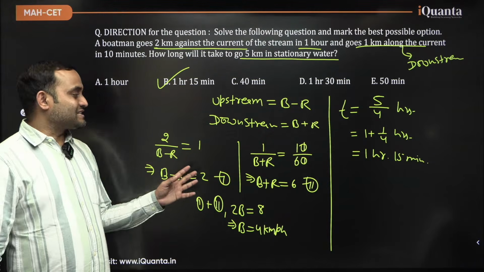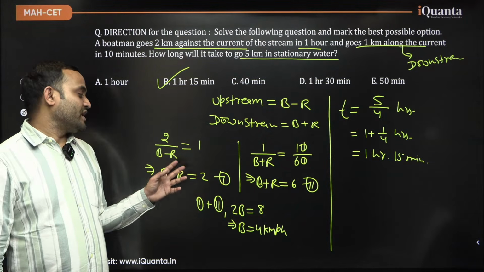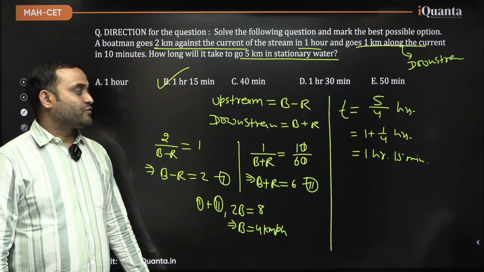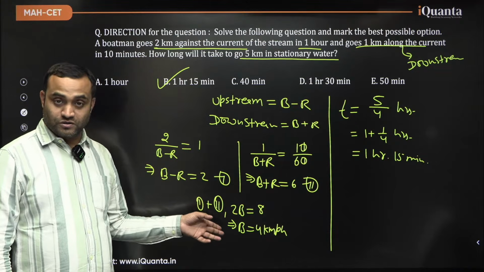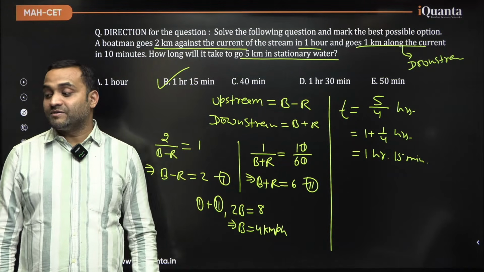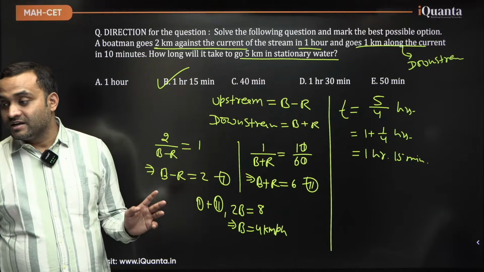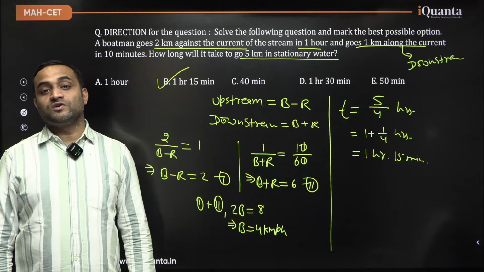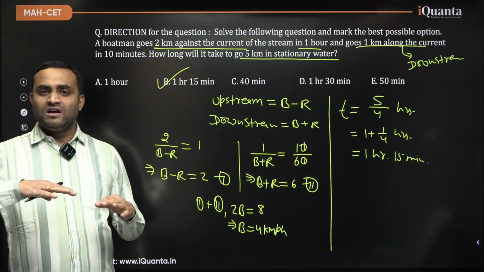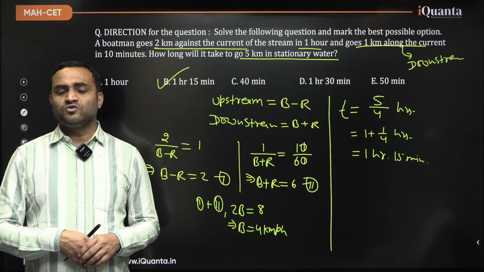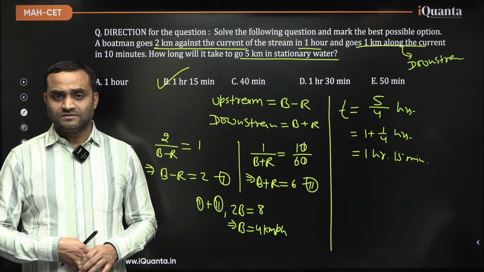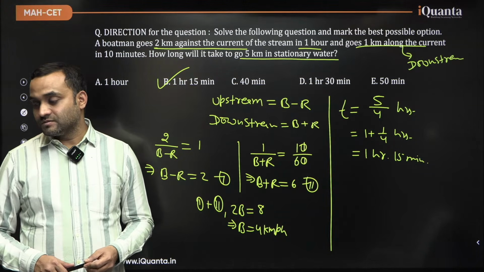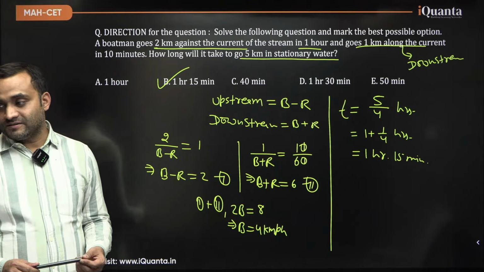So there are 3 steps of this question. First we need to find the upstream speed, then downstream speed. From there you can find the speed of boat, and then you can find the time taken by the boatman to go 5 kilometer in stationary water. Stationary water means the river is not moving, there is no speed in the current. Okay. So 5 by 4 hours. All right.